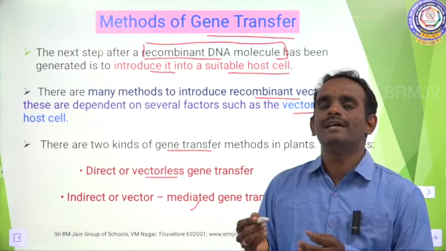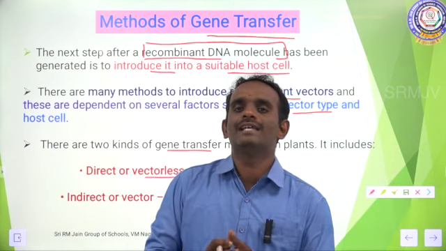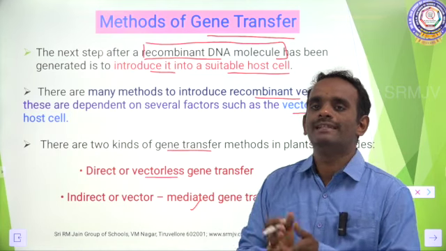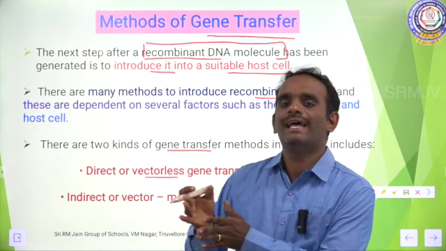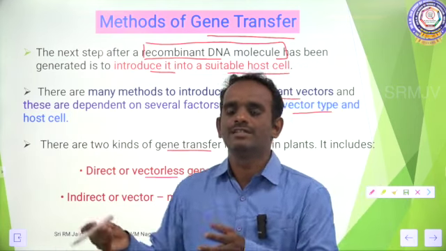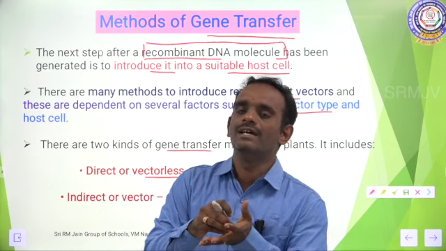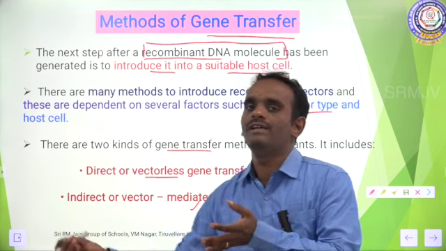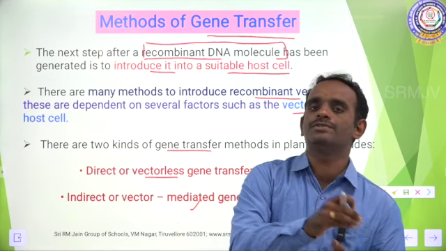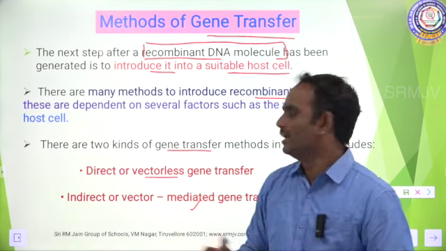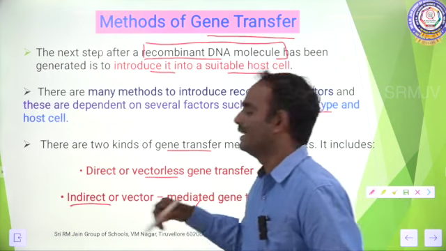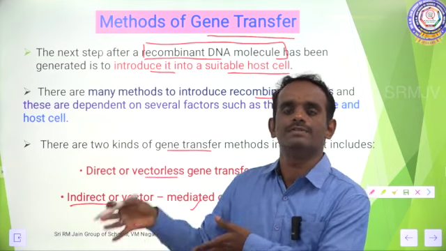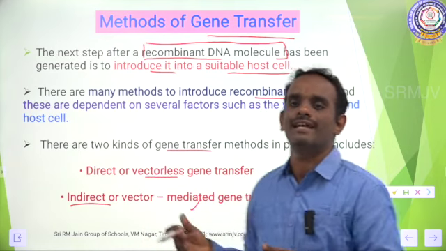Plasmid is extra chromosomal double stranded circular DNA. They have a self-replicating property. They act as a vehicle, they act as a transporting material. So the plasmid is nothing but a vector. With the help of this we transfer the gene to the host cell or any plant cell. That type of transfer is called indirect or vector mediated gene transfer, with the help of a vector.